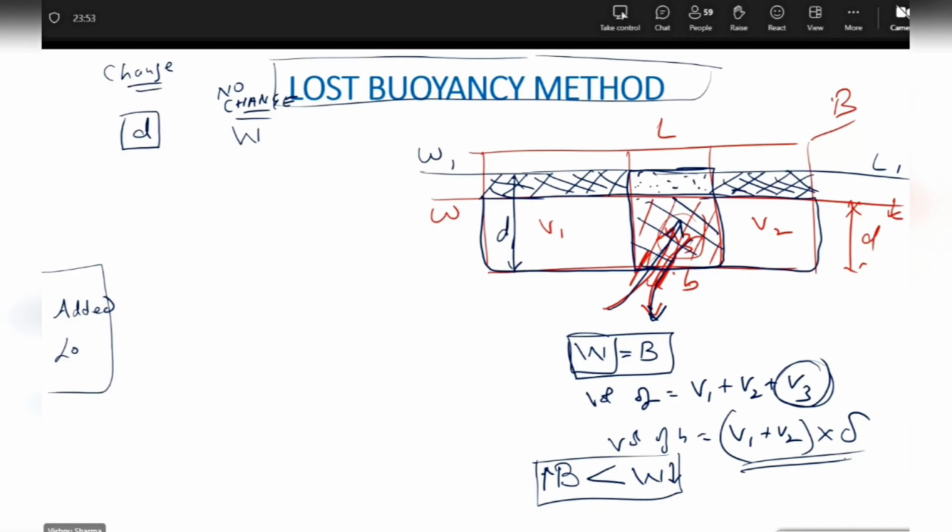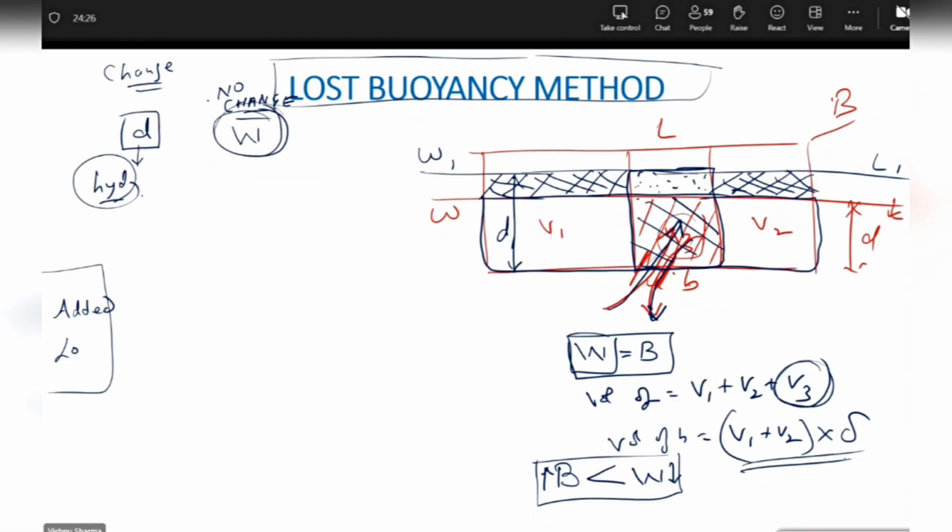Some parameters will change. Which parameters will change? Of course, when you have this loss taking place, whatever parameters depend on draft will all undergo a change. In fact, all other parameters except W will change because there is a change in draft. So whatever is the effect of draft on hydrostatic particulars, they will undergo a change except the displacement.